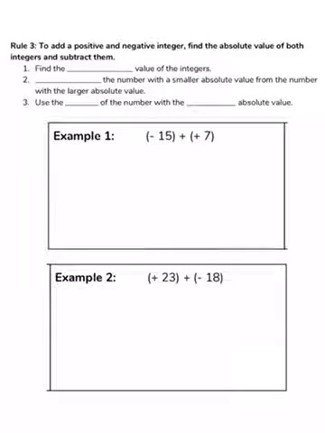Final rule for adding integers. To add a positive and negative integer, we are going to find the absolute value of both integers and subtract them. So again, we're going to jump up to our steps. We're going to find the absolute value of the integers, and then as it said in the rule, we are going to subtract the number with a smaller absolute value from the number with the larger absolute value.